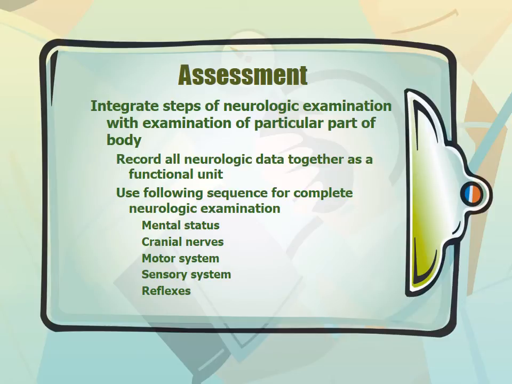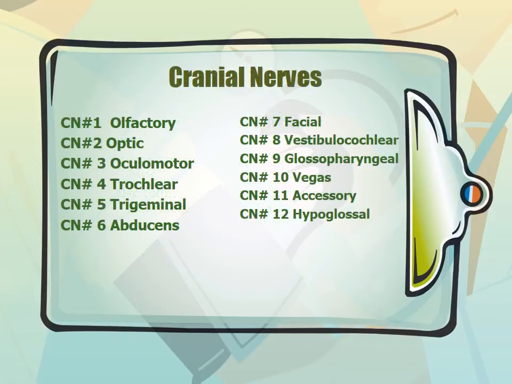So we want to make sure that we've got things like a pen light, tongue blade, cotton swabs or cotton balls in order to do some of the tests that we need to do, a tuning fork in some cases, and of course a percussion hammer for certain. All right, so let's look at the cranial nerves first.